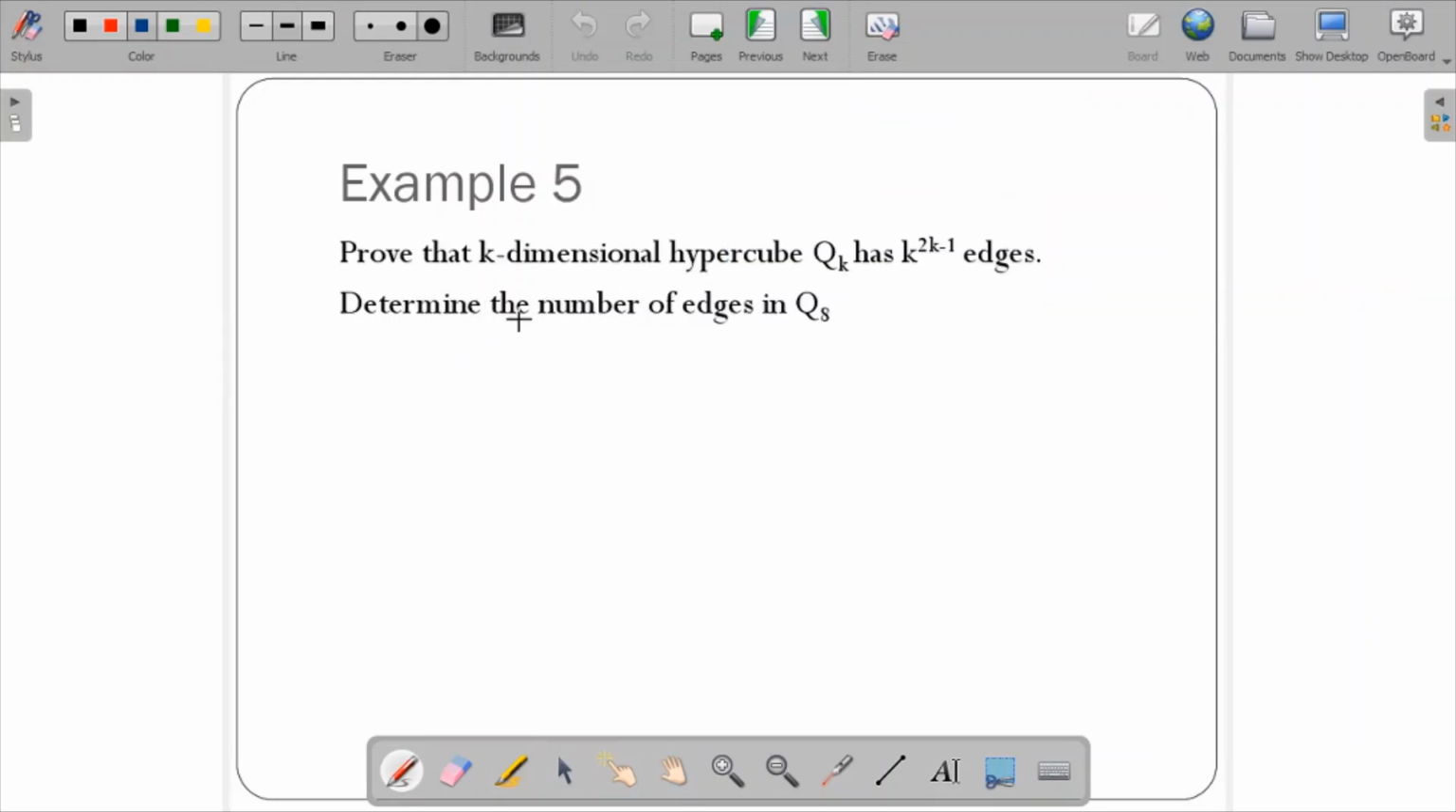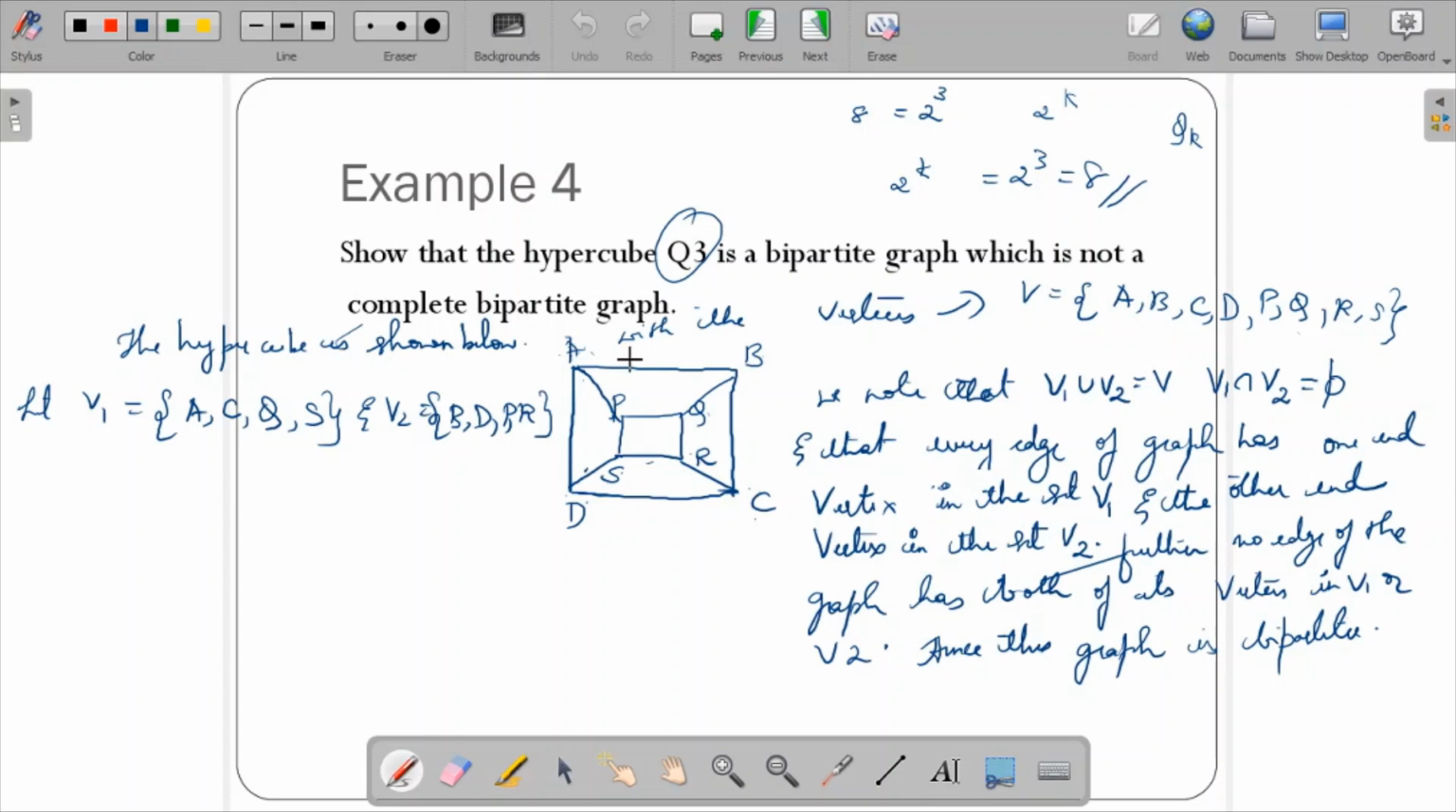So the next example is: prove that the k-dimensional hypercube Qk has k times 2 to the power k minus 1 edges, and determine the number of edges in Q8. If you remember the hypercube concepts, this is an example of a hypercube. If you want to know the number of vertices, we had the formula 2 to the power k. This would give the vertices. And each vertex has degree k. If you see, 2 to the power 3 gives 8, so 8 vertices were there, and k is nothing but 3. That means k, 3, is the degree of these vertices.